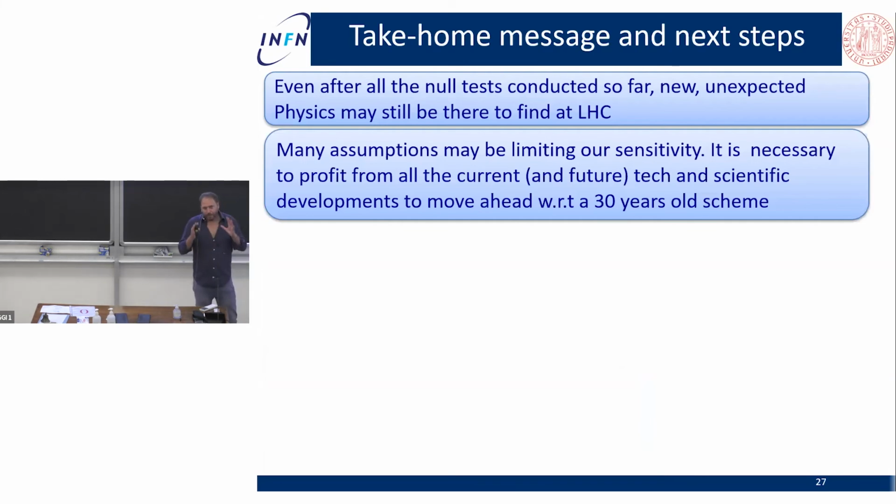We might be limited by the super large amount of assumptions that are there. So our sensitivity might be limited by that. So it is necessary to profit from the current and future developments in technology and science, meaning machine learning and all that, to move ahead from a scheme that we've been pursuing for the last 30 years. Okay, we were running the experiment in the same manner for the last 30 years.